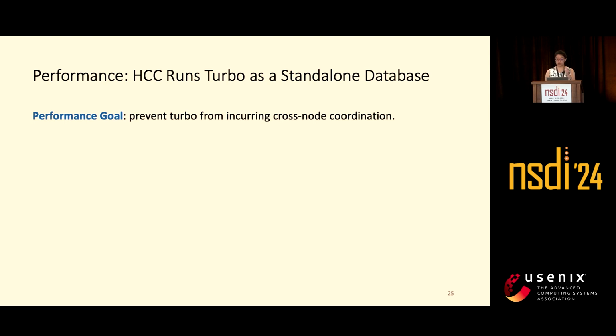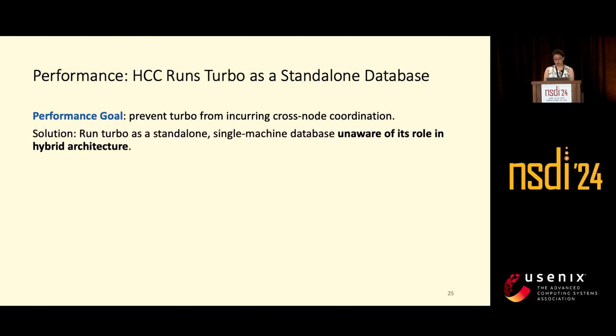To preserve the turbo's performance multipliers, HCC prevents it from incurring cross-node coordination. We run the turbo as a standalone single machine database, unaware of its role in the hybrid architecture. The servers mimic the turbo's intended usage as a standalone database, since if the turbo performed well independently, it'll continue to do so in our architecture.